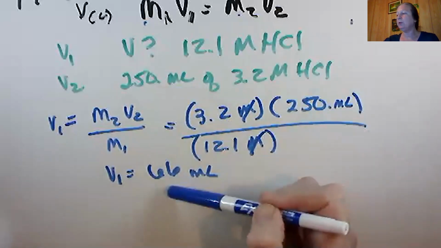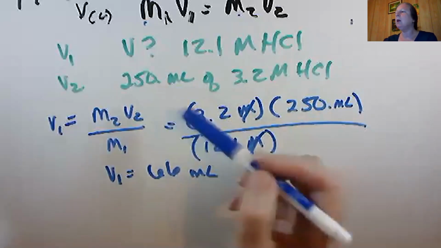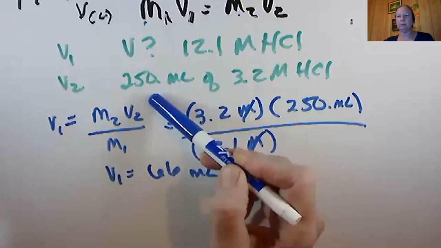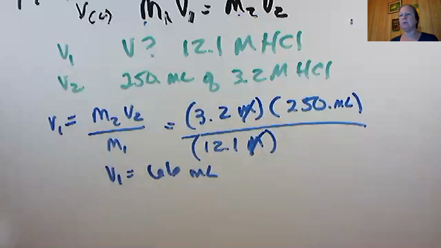So you go to the hood and you add your 66 mils to your water. Now you take, and we're using a small beaker or dropper, whatever fits your needs. You bring your water volume up to 250 mils. So that's how you make this diluted solution.